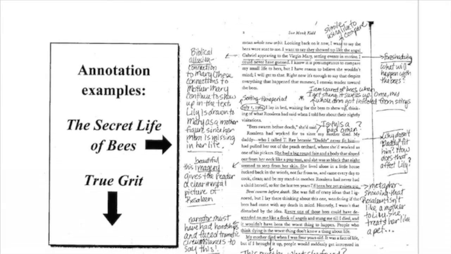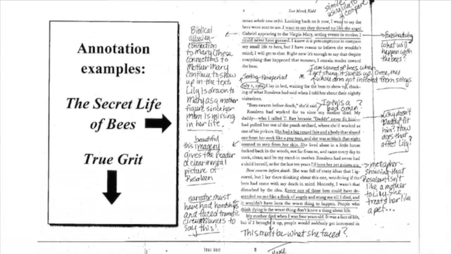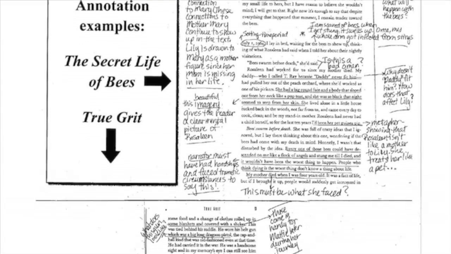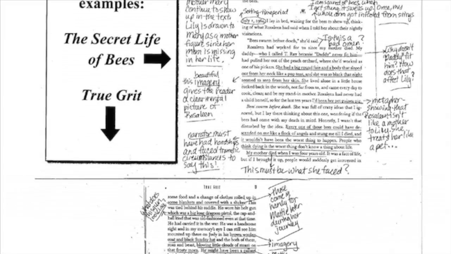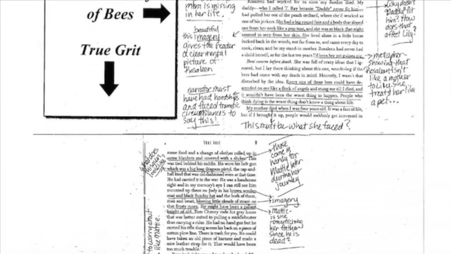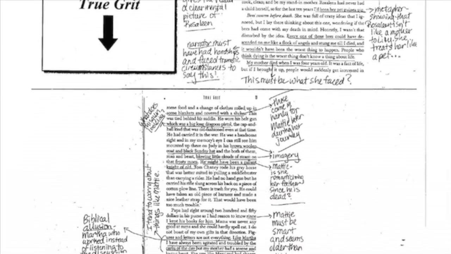Your teacher is looking for three things in your annotations. Number one, literary elements. This means you are circling, underlining, and highlighting various literary elements as you come across them in those sections. So things like similes, metaphors, allusions, foreshadowing, all of those are available for you to identify.